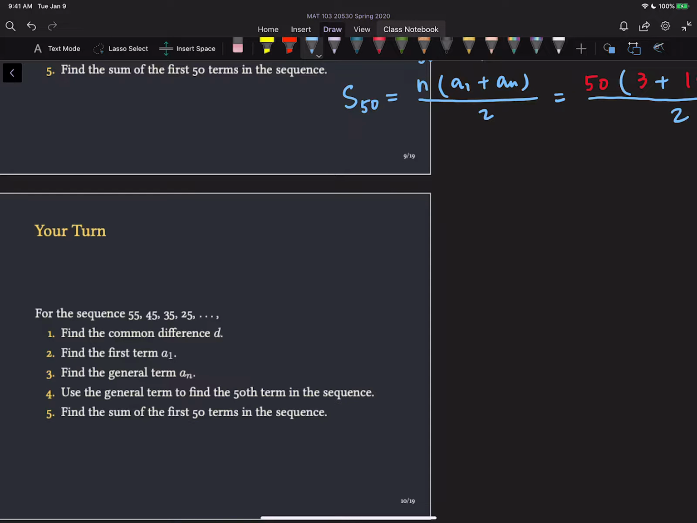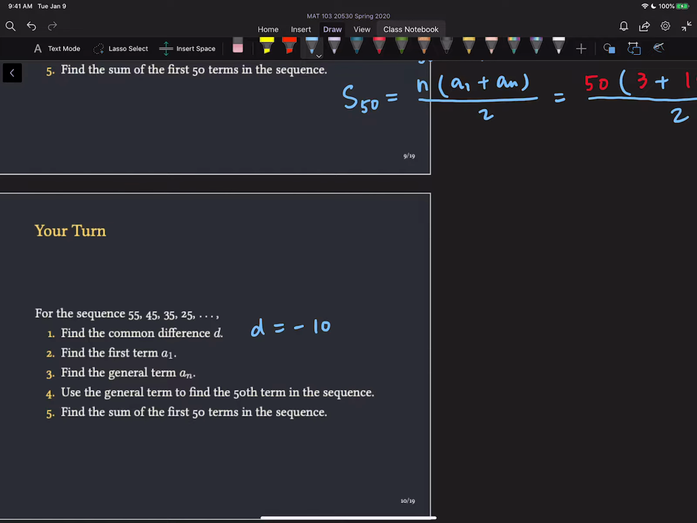Alright, hopefully you actually did the problem, because this problem will be on your final exam. Number 1, find the common difference d. If I subtract 55 from 45, I get negative 10. If I subtract 45 from 35, I also get negative 10. Therefore, in order to get the next term, all you need to do is subtract 10, which means the difference between any two adjacent terms is negative 10. This is actually very important. If your numbers keep decreasing, that means your common difference, assuming it's an arithmetic sequence, will be negative. Otherwise, it will be positive or 0.